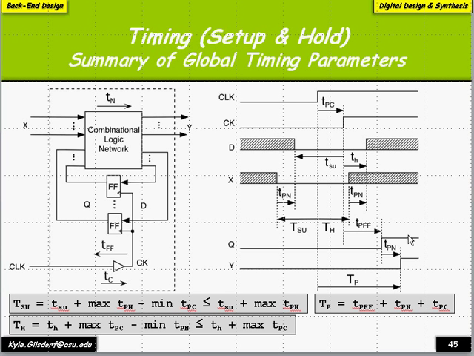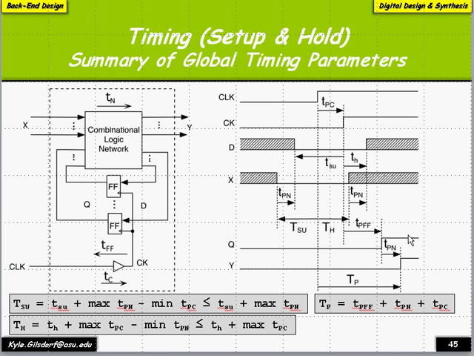We're going to finish up this series of lectures going over some examples of how we can determine the global timing parameters of given synchronous designs. Here we're looking at a simple example that looks more complex than it really is just due to the poor layout. We can determine the setup, the hold, and the propagation delay of this circuit as follows.